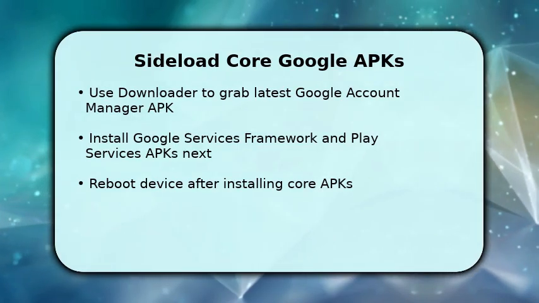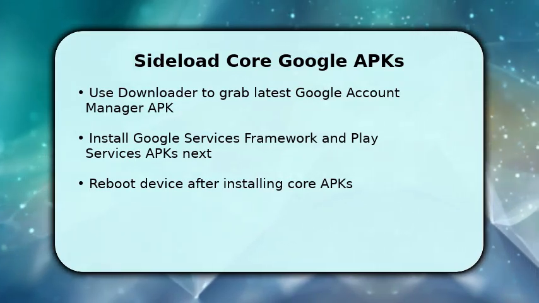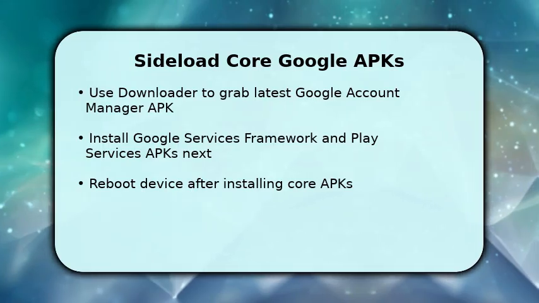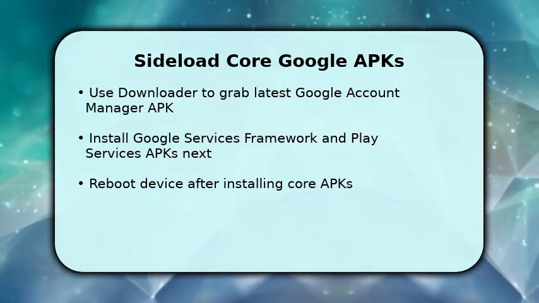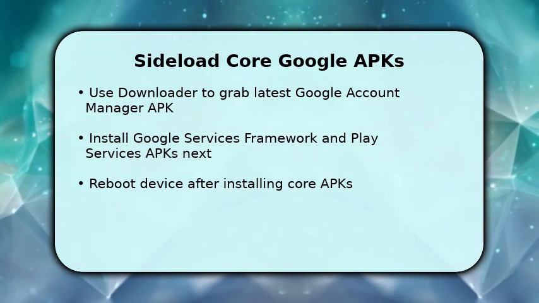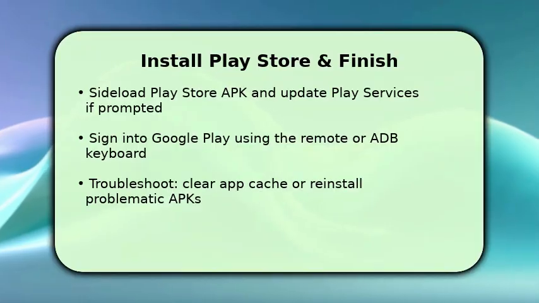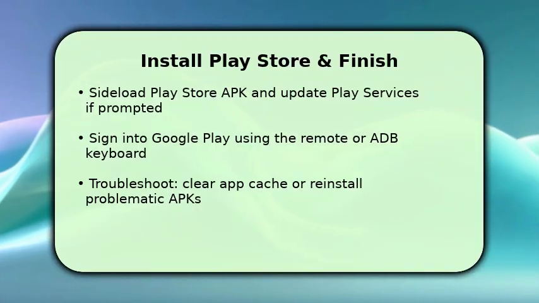Install each APK from the Downloader prompt, grant permissions when requested, and do not open any Google app until the last one is installed. Once all three are installed, reboot the Firestick to allow the services to initialize and register with the system. Finish by sideloading the Google Play Store APK and then open it to trigger updates.